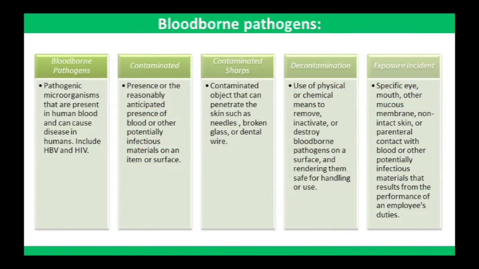Key definitions to understand are bloodborne pathogens, which are pathogenic microorganisms that are present in human blood and can cause disease in humans. These pathogens include, but are not limited to, hepatitis B virus, HBV, and human immunodeficiency virus, HIV.